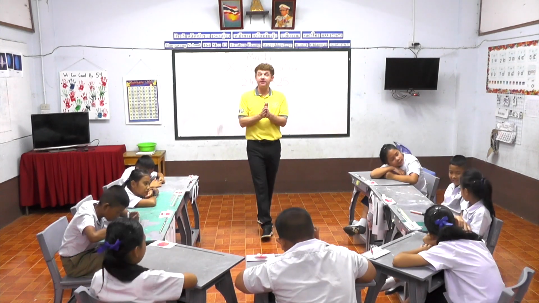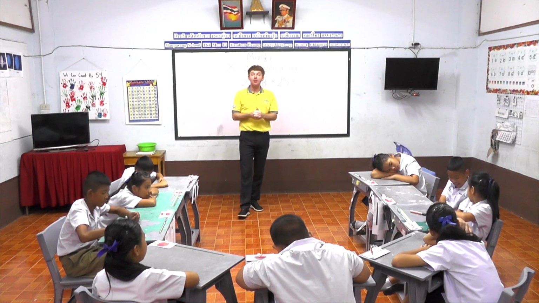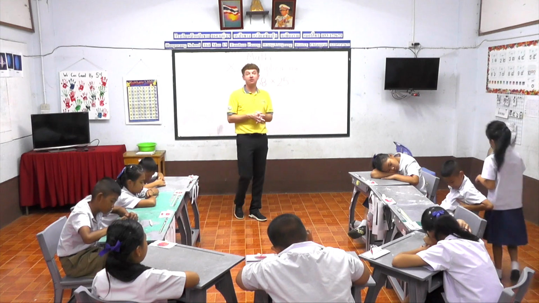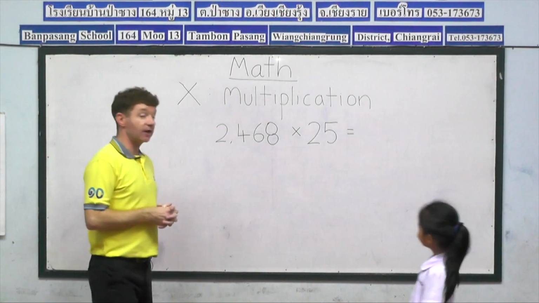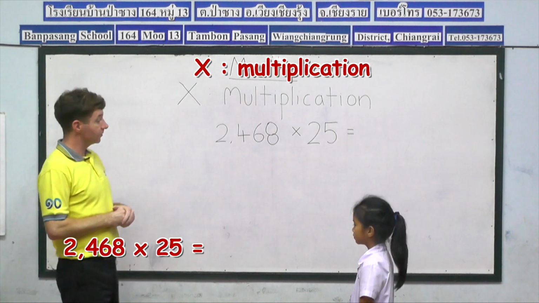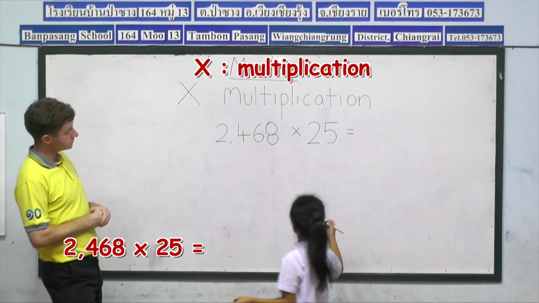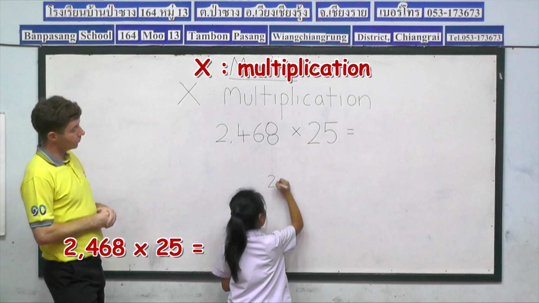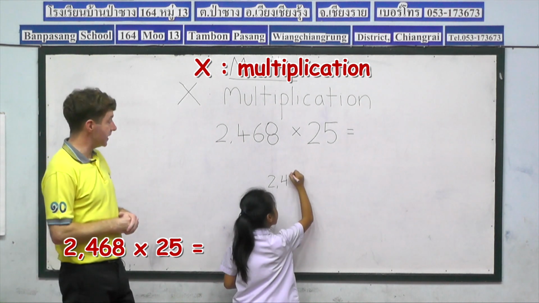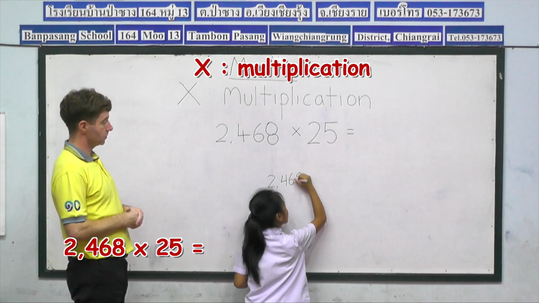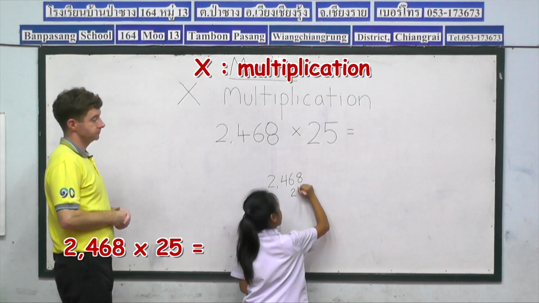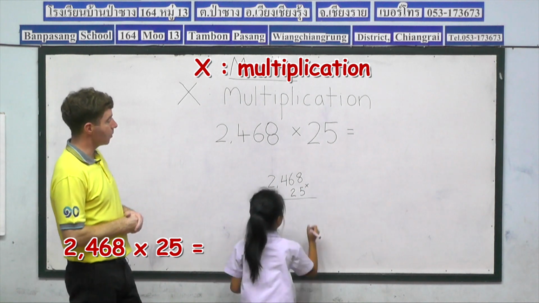Okay, the pen is with Prel. So I'd like to invite Prel to come forward and show how to correctly answer this multiplication problem. So first of all, organize. We need our multiplication table. So Prel, can you draw our table? 2,468 times 25. Excellent, Prel. So now we're ready to begin.